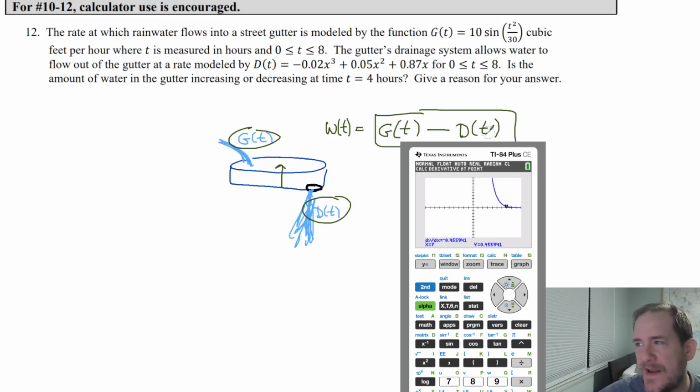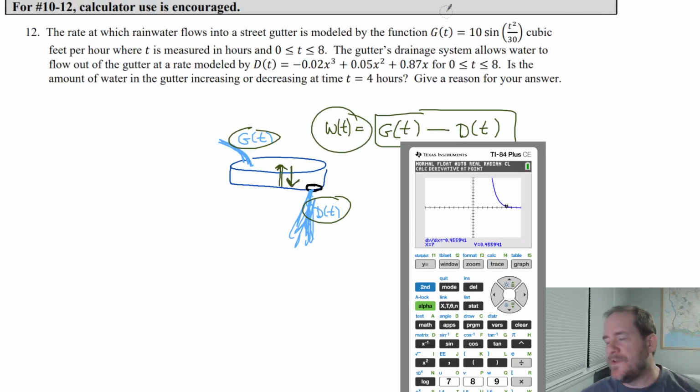If this was ever negative, it would be because d of t is bigger than g of t, which means the water level is going out fast. That would mean our water level is going down and decreasing. So we've now defined a new function such that when it's positive, the water level is rising, and when it's negative, the water level is going down.